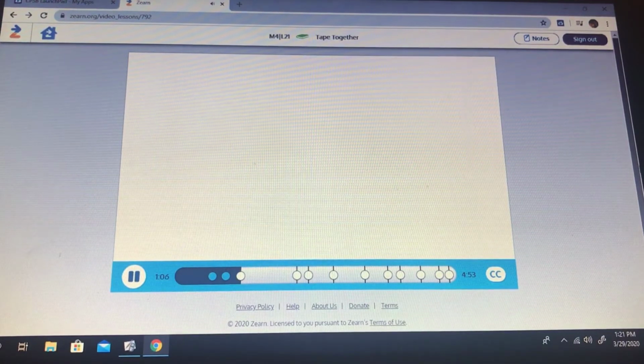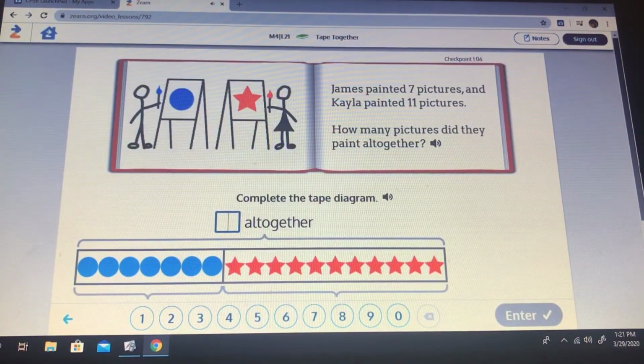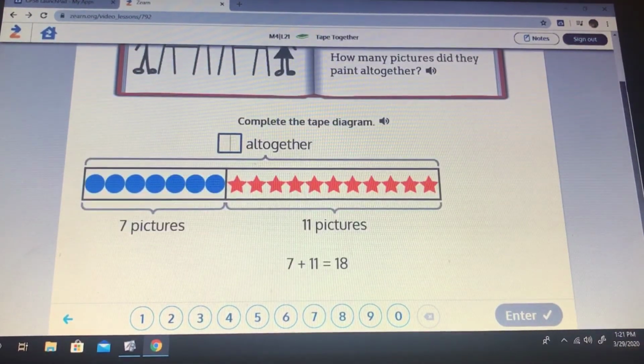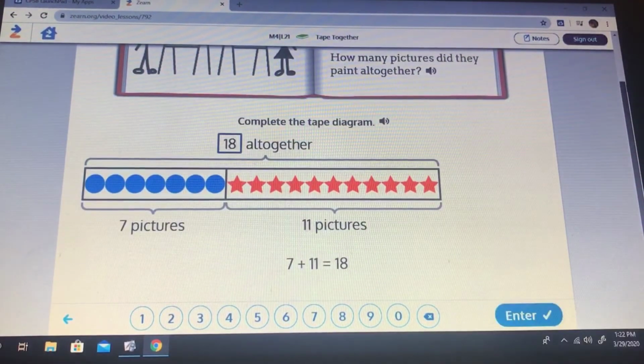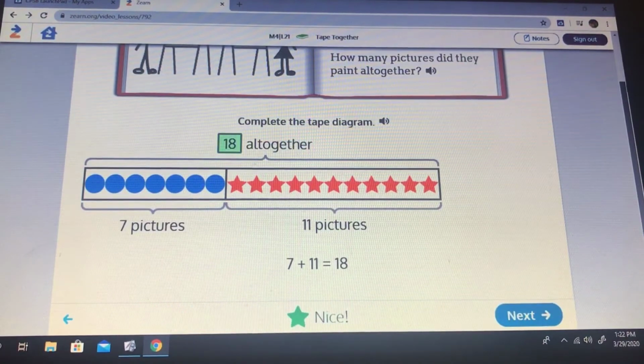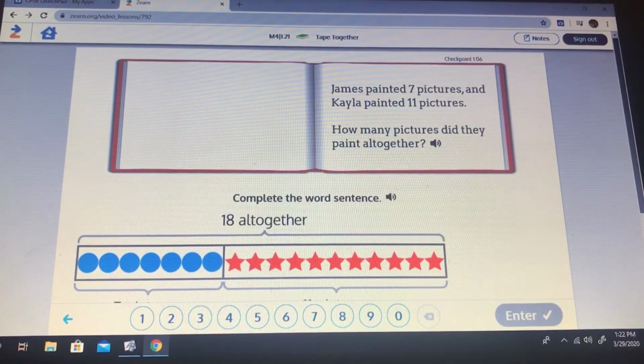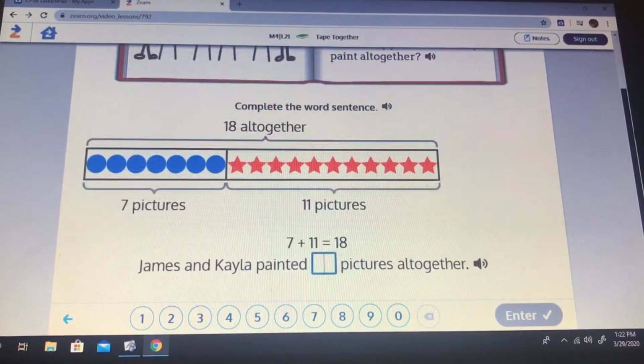Okay, so now they want us to fill in the blank. It says blank all together. So how many did we say we had all together? Well, we said 18. 7 plus 11 is 18 all together. So for our word sentence, if we were having a test, remember you would have to come up with this sentence all on your own. But here, the whole sentence is written for you. They just left a blank for you to put in your answer.